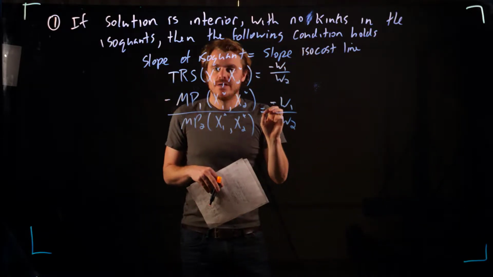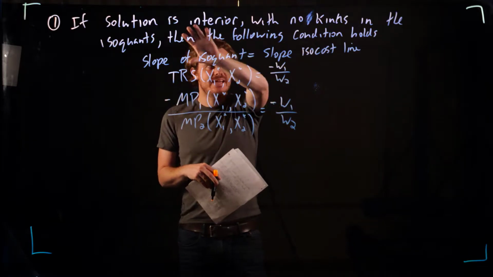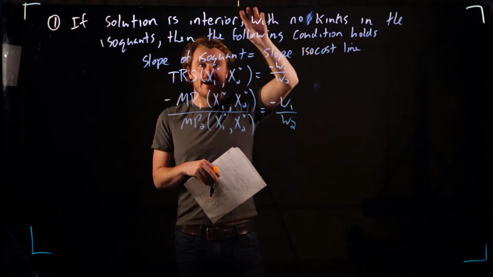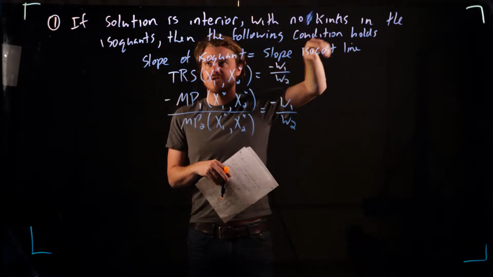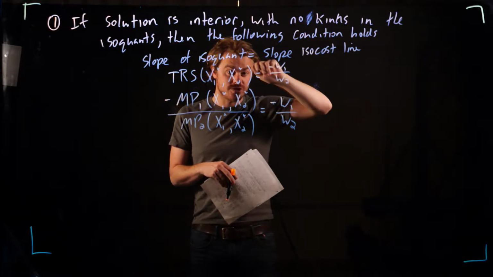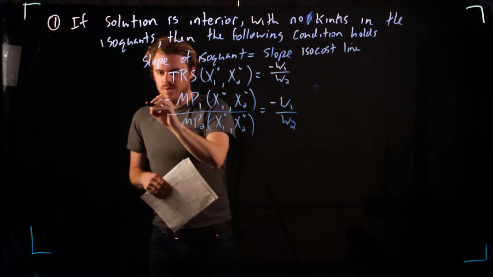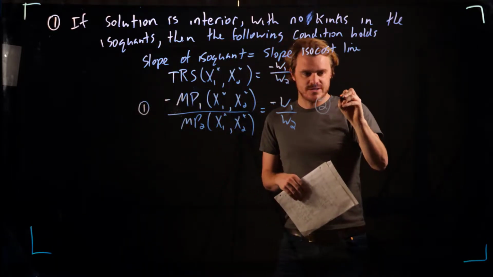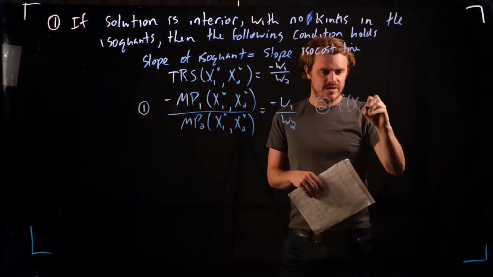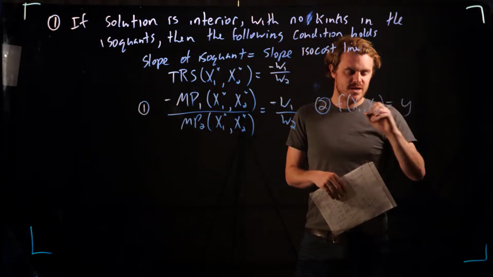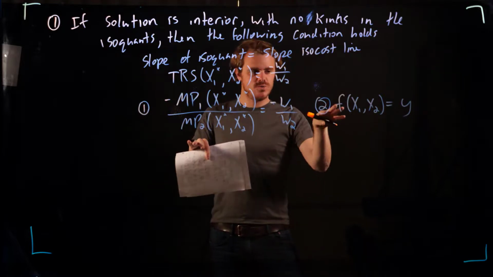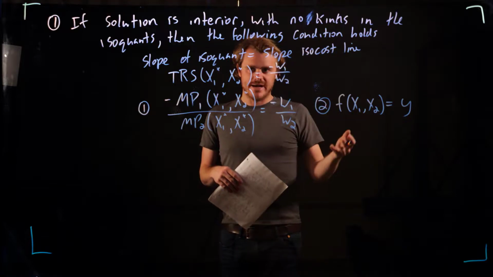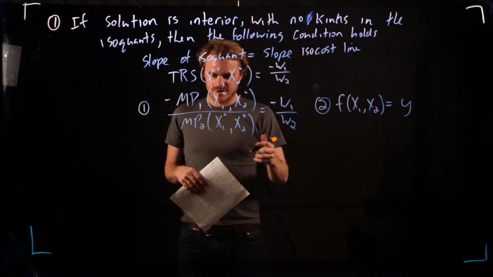But remember, this is only going to be true at the optimal if we have no kinks in our budget constraint. We have this nice interior solution. And so this would be one equation and one unknown, and then we have the other equation, which is f of x1, x2 equals some level of production. We're going to have two equations and two unknowns. So we can solve for x1 star and x2 star and figure out the cost function.